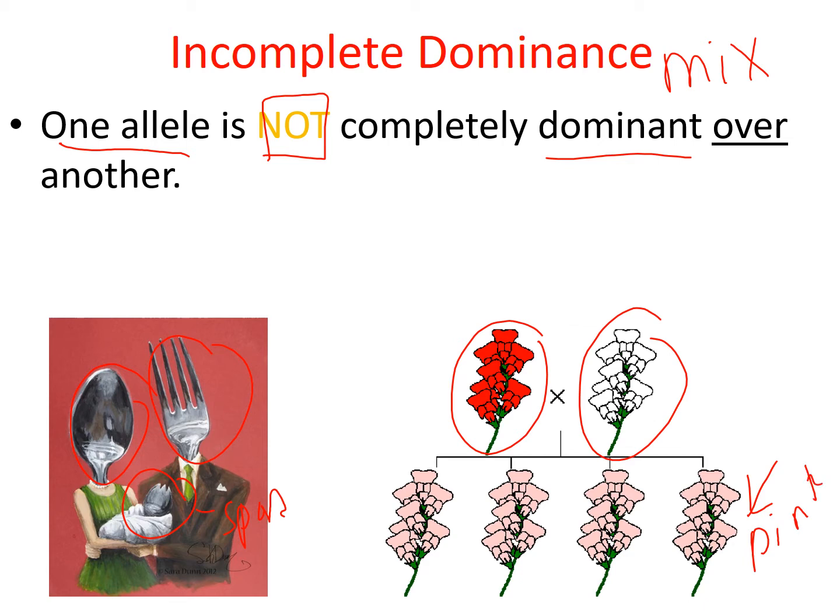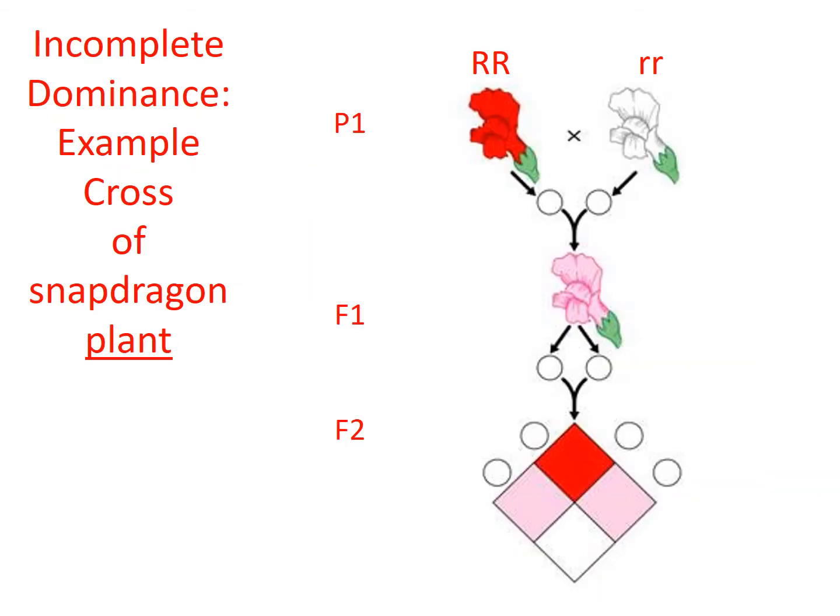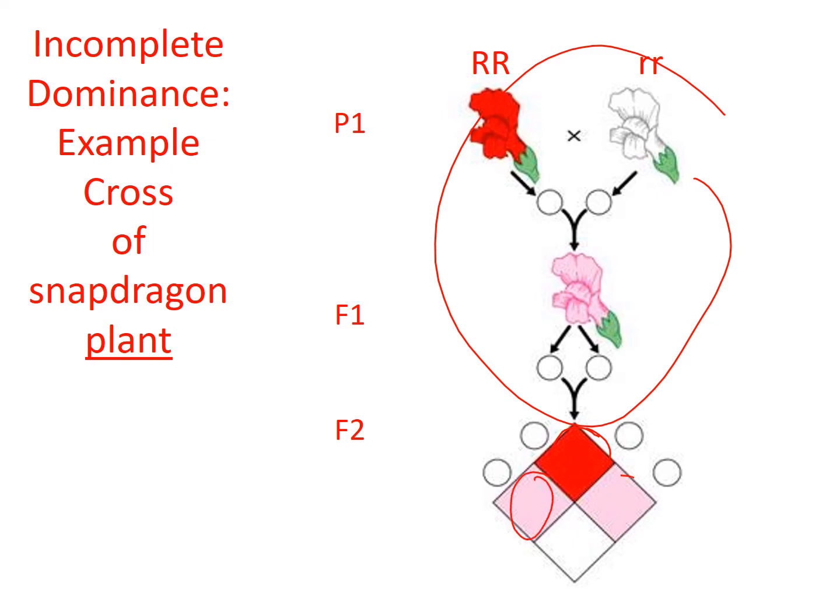So incomplete is basically like mix. The heterozygous phenotype is between the homozygous phenotypes. So it's like right there in the middle. So let's just say this is red and this is white. The kids, yes, they're going to come like this, and it's just kind of showing in between. I know the letters are a little bit different, but this is incomplete. So incomplete, I just think of mixing, okay? So here is an incomplete dominance example of a snapdragon. A red and white flower makes a pink flower. But when they had the babies, they had one red, two pink, and one white.